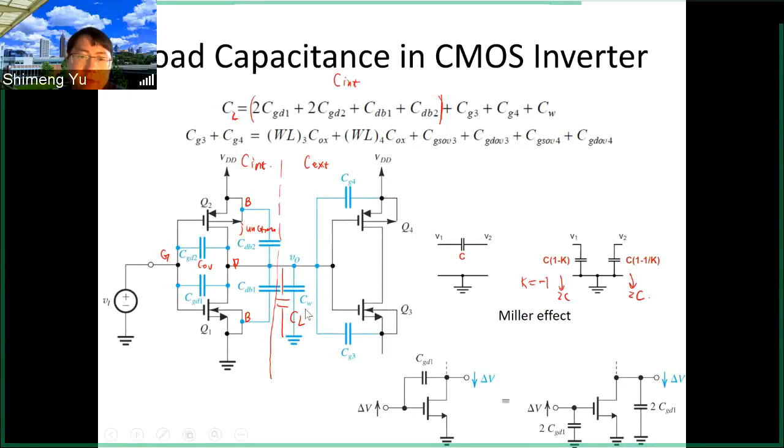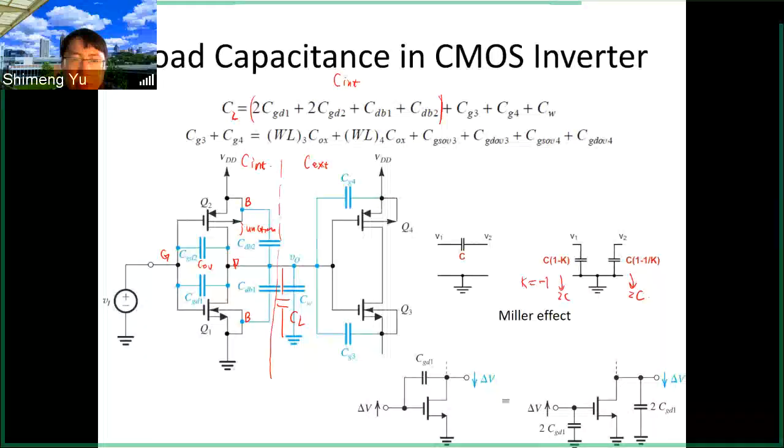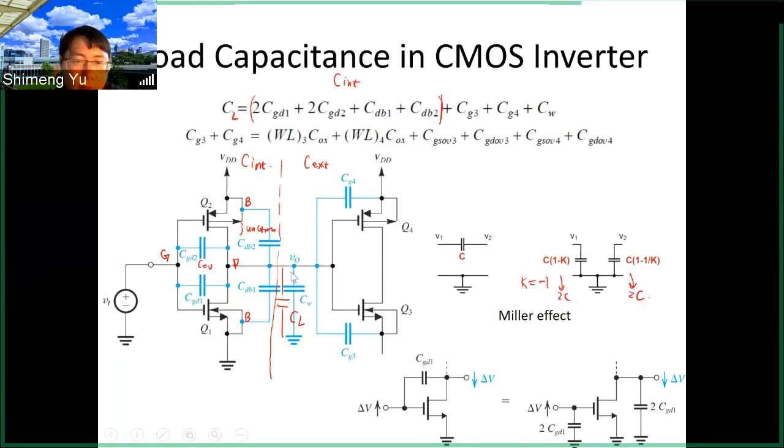The wires, if you think about two wires, between the wires are the insulator. So it's like a plate and the insulator. It's like a capacitance. So the C wire is parasitic effect, and typically it's small for those local interconnects, but it can be large for global long interconnects. So we have C wire attached to this node.